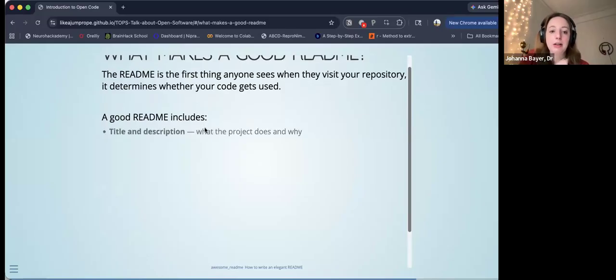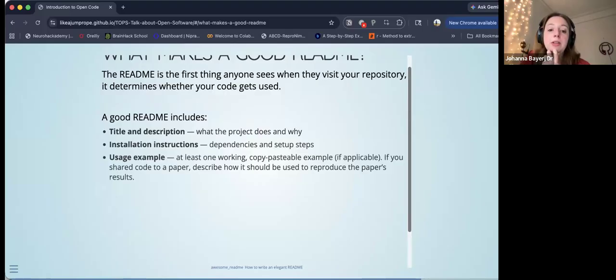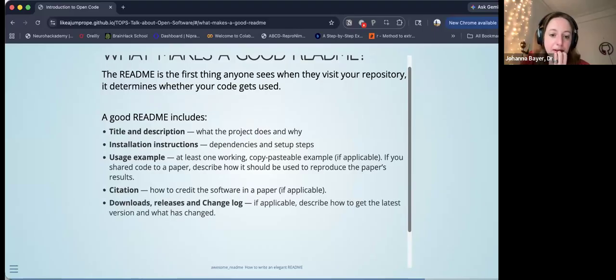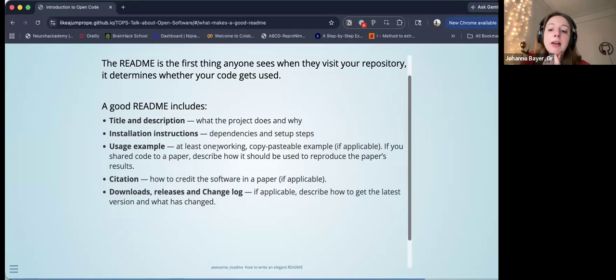A good README includes a title and description, what the project does and why, installation instructions, dependencies and setup, and a usage example. For example, how can you use this code? If you share code with a paper, describe how it should be used to reproduce the paper's results. Citation: how to credit the software in a paper, if applicable. Downloads, releases, and changelog: if applicable, describe how to get the latest version and what has changed.